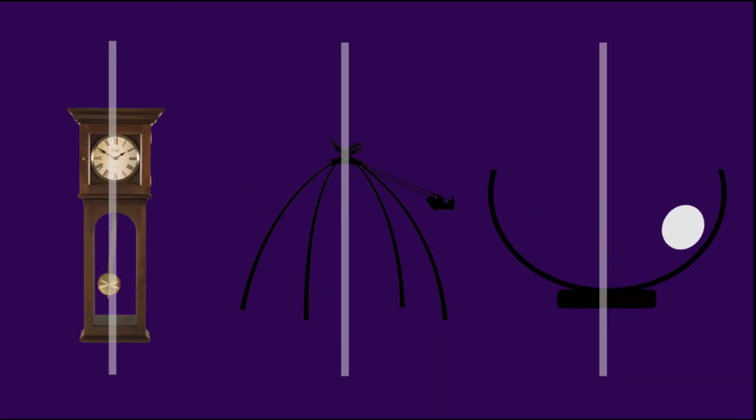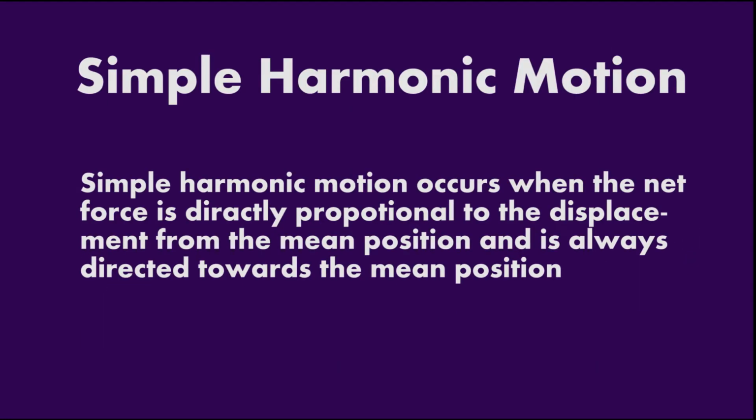So when an object moves back and fro about their mean position, it is called the simple harmonic motion or vibratory motion. Simple harmonic motion occurs when the net force is directly proportional to the displacement from the mean position and is always directed towards mean position.